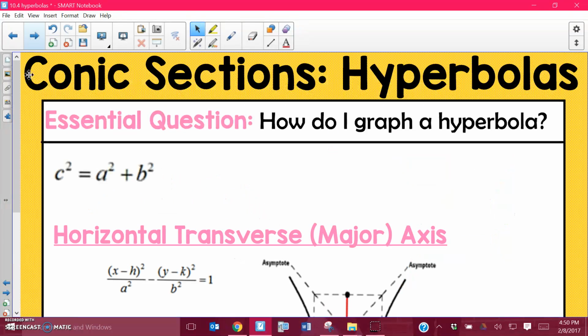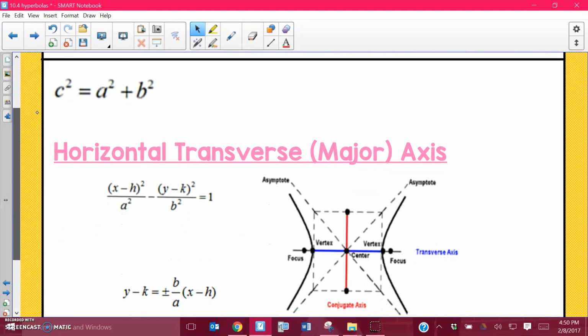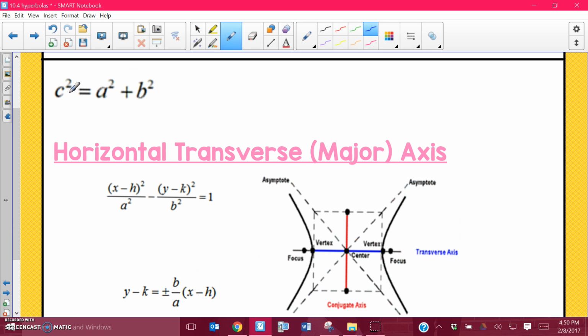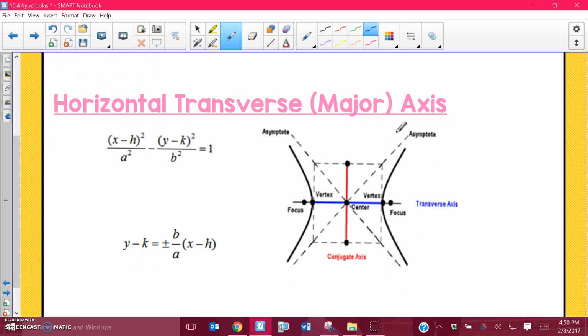Okay, so this is what we call our hyperbola equation. The first thing you need to know in order for me to find that focal length is that now we're back to our regular Pythagorean theorem. It's always going to be a squared plus b squared to find the focal length. And this is when my two parabolas, my hyperbola, is oriented like this first way. It's called the horizontal transverse axis.